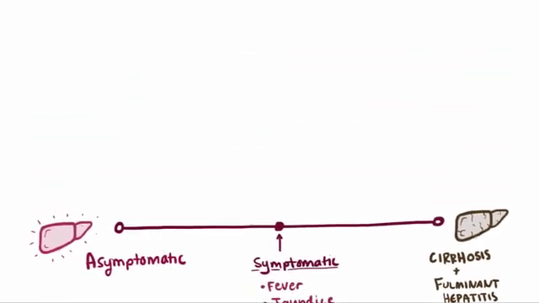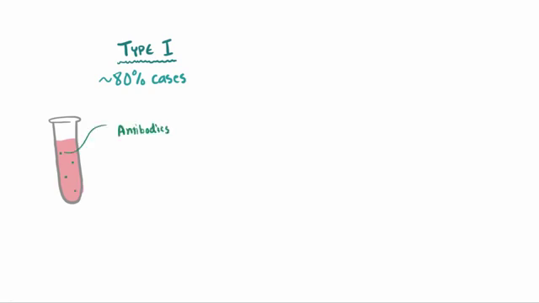Autoimmune hepatitis can be split into 2 types. Type 1 is the most common, accounting for about 80% of autoimmune hepatitis cases, and is characterized by several lab findings. First, we'll look for antibodies to your own nuclei that are floating around in your blood. We also call these anti-nuclear antibodies, or ANAs.